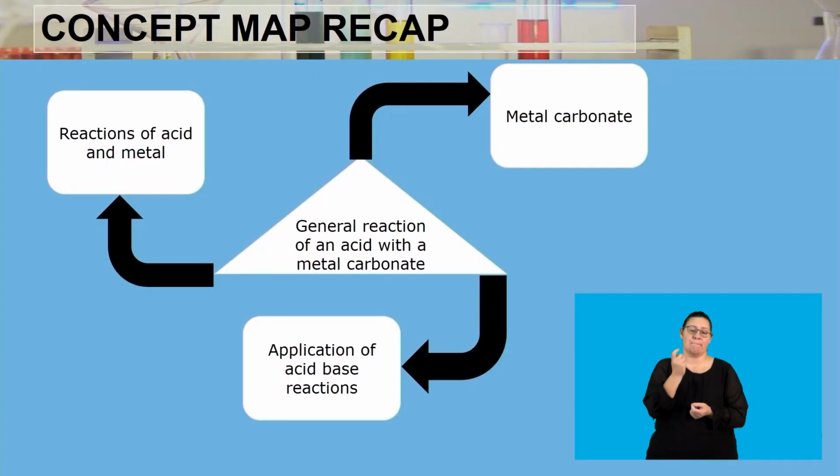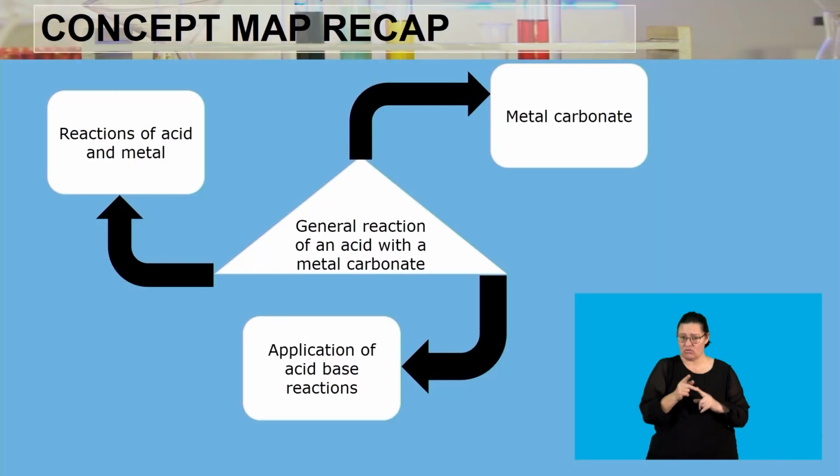So we remember that we started by looking at the main idea, which was the general reaction of an acid with a metal carbonate. And within that, we looked at what metal carbonates are and how they are formed, and what product is given off when they react with an acid. We further looked at the applications of acid-base reactions in our daily lives, that is, how we use these reactions in our daily lives.